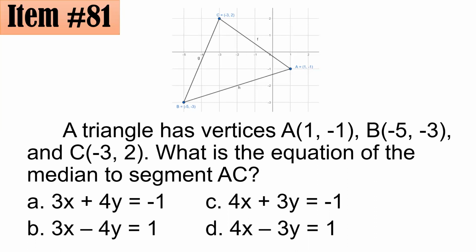A triangle has vertices at A(1, -1), B(-5, -3), and C(-3, 2), as shown there. What is the equation of the median to segment AC? Did you go for letter A, B, C, or D? Please comment your answer.